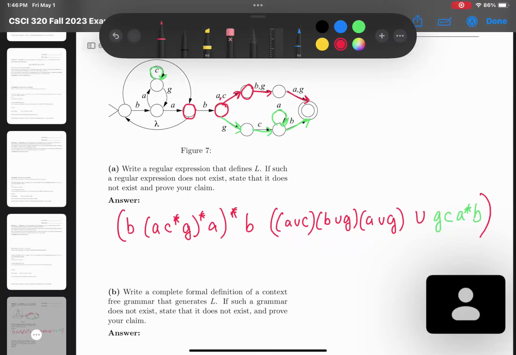Anyone have any questions on this? I think it's pretty straightforward, but it is a review from exam one.